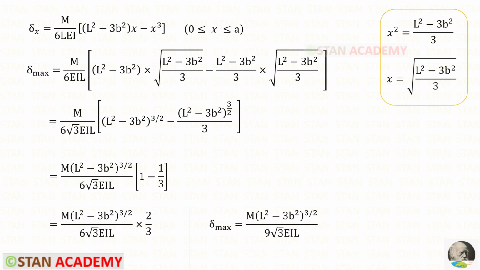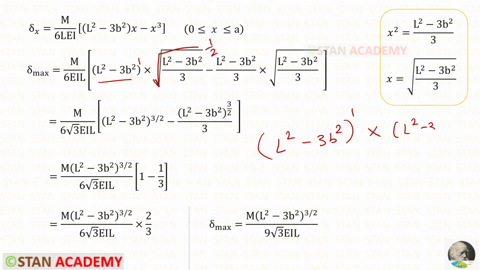Now let us find the maximum deflection. In this one, instead of x, we have to apply this one. We can write x cube as x square into x. For x square, this is the expression. We can apply that. And for x, we can apply this. Here also, we can apply x. From both of these, we can take root 3 outside. We know that power of this is 1. L square minus 3b square power 1 into. Instead of this root, we can write the power as of. So L square minus 3b square, the power 1 upon 2.